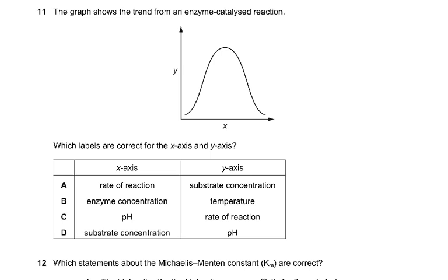Which labels are correct for the X-axis and the Y-axis? For the Y-axis, I would have thought it will be rate of reaction, so I'm looking at that, and that is this one here. So the answer is C. It has to be pH and the rate of reaction, and nothing else fits, because on Y something has to increase and then decrease, and on X something has to change. So if the pH changes, or we could have temperature and the rate of reaction. That is why I would always look at the Y-axis first and see what it could possibly be. So question number 11, the answer is C.